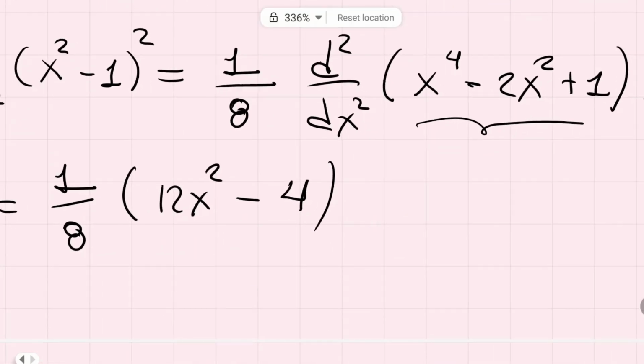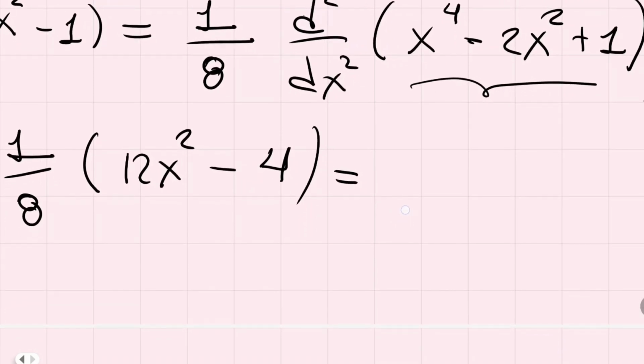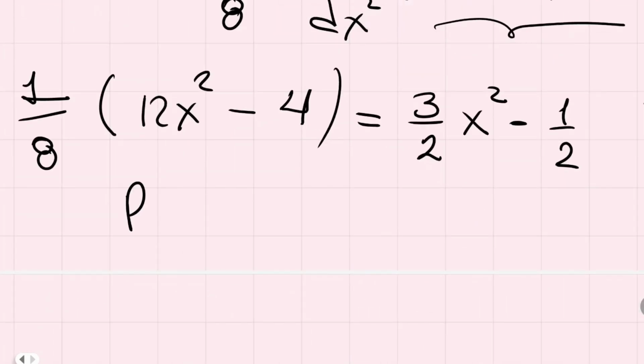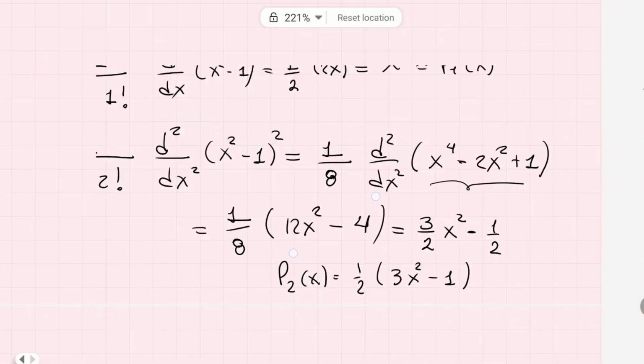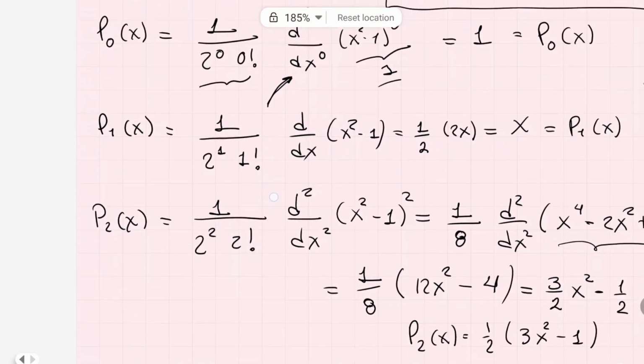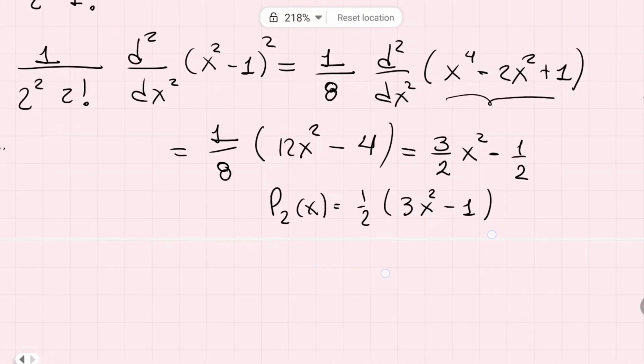So this is going to be 3 over 2 x squared minus 1/2. We can say now that P2 of x is going to be 1/2 of (3x squared minus 1). If we would like to calculate more terms for the Legendre polynomials, we just need to take n equals 3, 4, and so on and so forth. But we are going to stop this step right now.